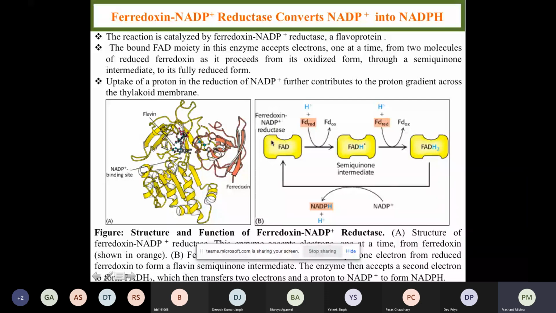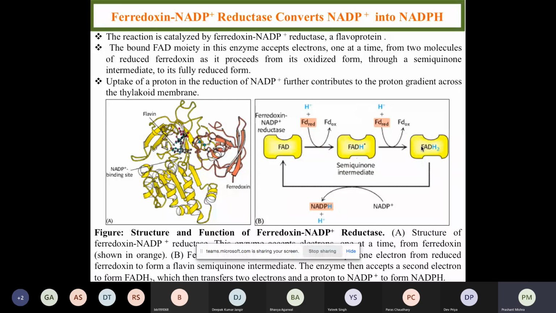So you have this ferredoxin-NADP reductase, where the electron comes and the oxidized form gets reduced, and you get FADH. Here it is in the form of semiquinone. So here you have just one electron present in FADH, and this is called a semiquinone intermediate. This semiquinone intermediate can be converted into FADH2. And now that I have talked about FADH2, tell me how the electron will move from FADH2 in oxidative phosphorylation.